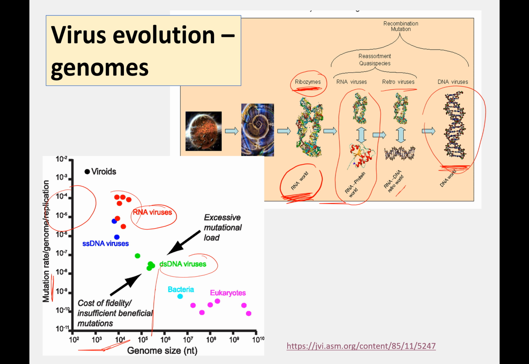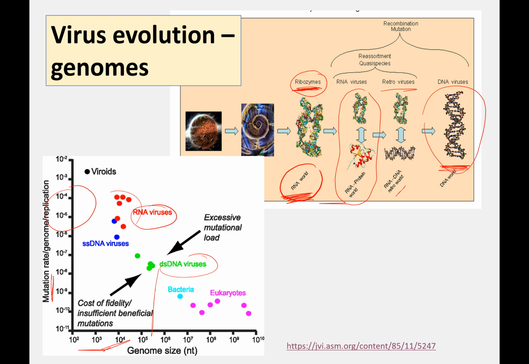And viruses can have double-stranded DNA. They can have single-stranded DNA. They can have double-stranded RNA. They can have single-stranded RNA. They can have positive sense, which is like mRNA. They can have negative sense, which is the opposite strand. And the retroviruses can go from positive stranded RNA to eventually double-stranded DNA.